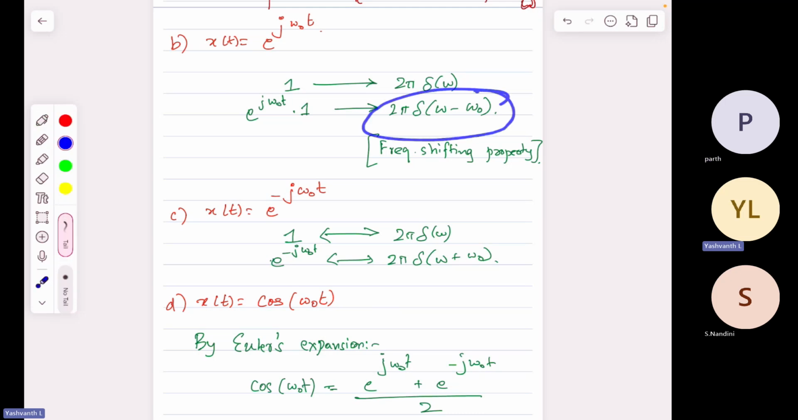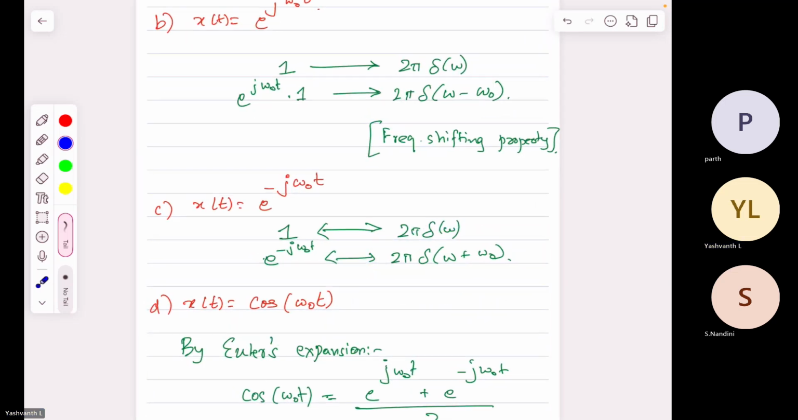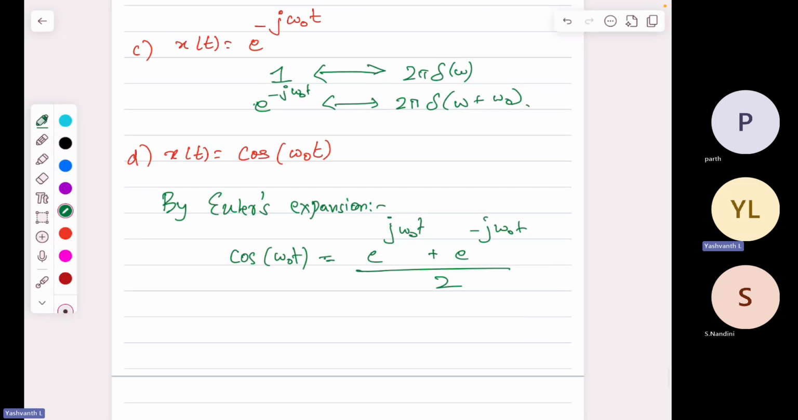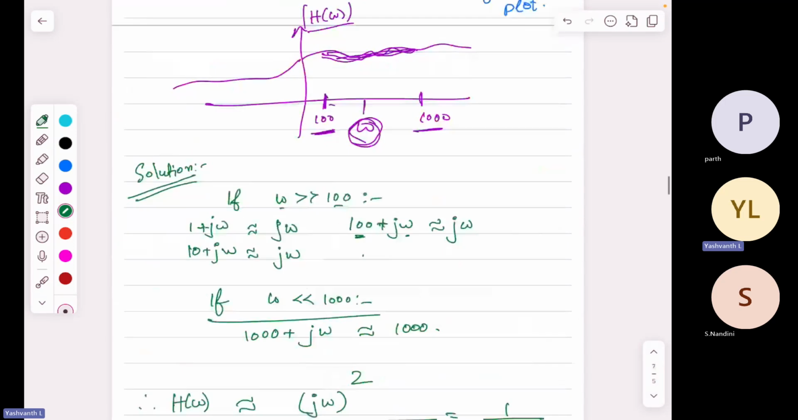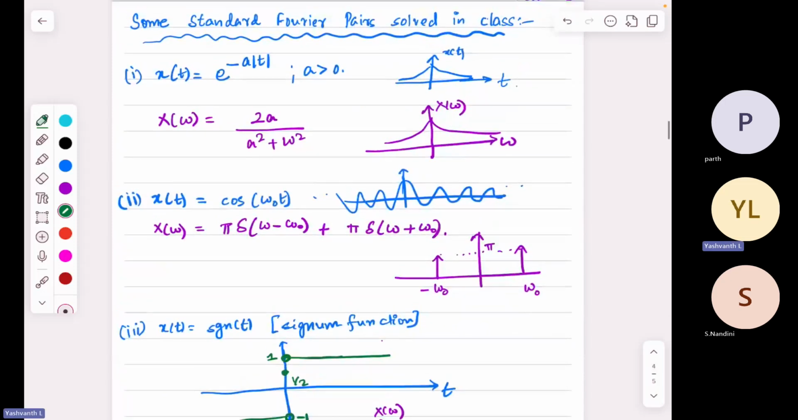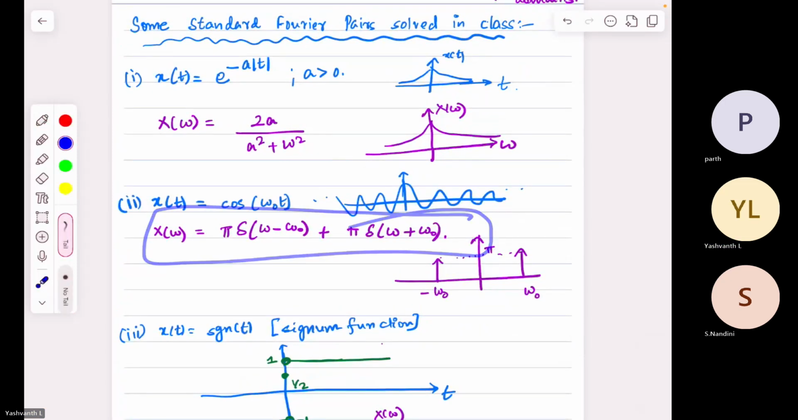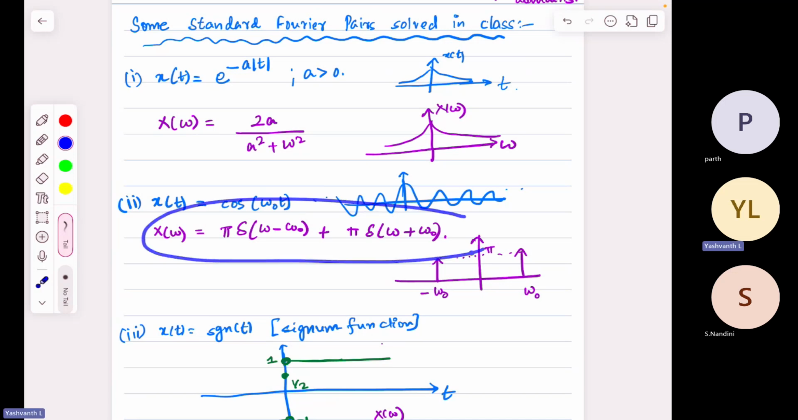I have the Fourier transform of e power j omega naught t and e power minus j omega naught t. Add both of them, divide by 2. That is the Fourier transform of cos omega naught t. That's all. Therefore, X of omega equals 2 pi into delta of omega minus omega naught plus 2 pi into delta of omega plus omega naught, divided by 2, which is nothing but pi into delta of omega minus omega naught plus pi into delta of omega plus omega naught. In fact, this is what we saw in today's class also, somewhere in the beginning.